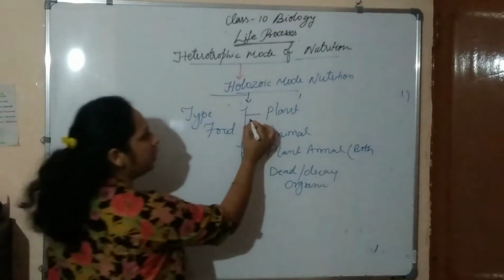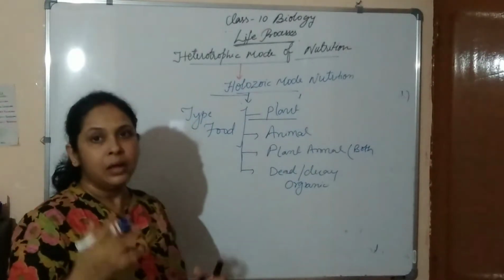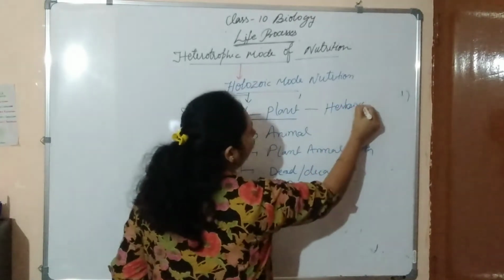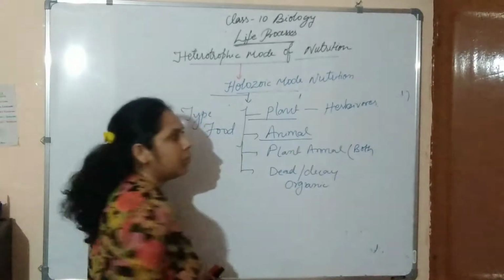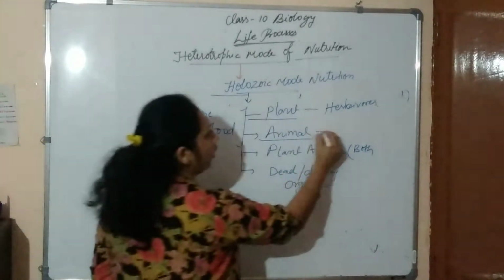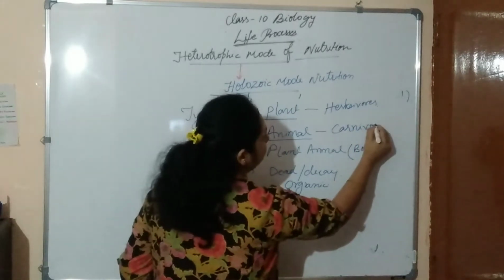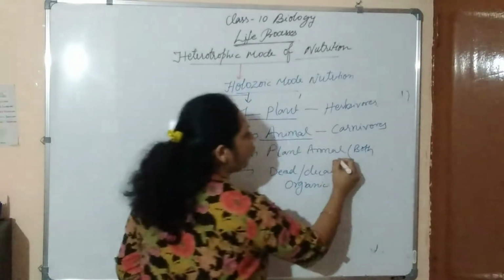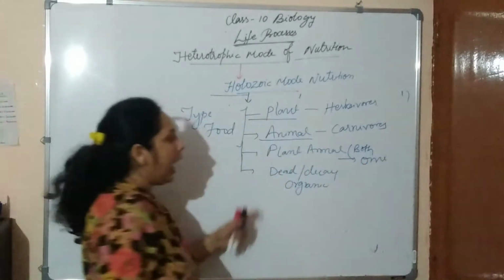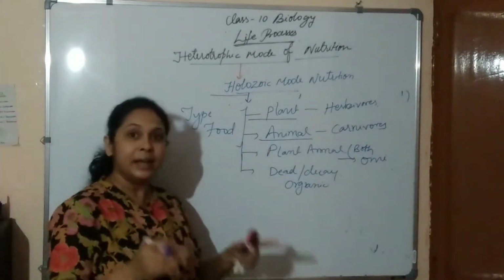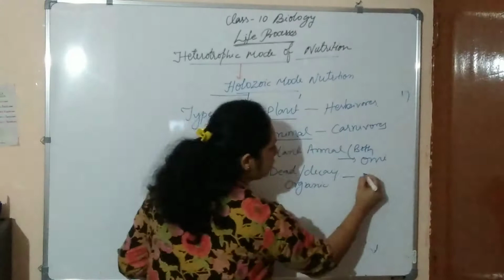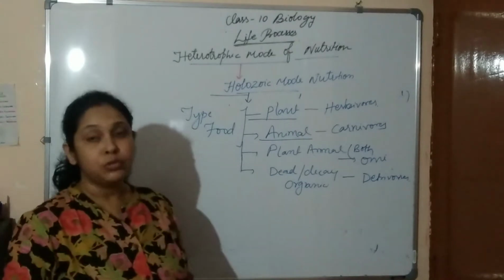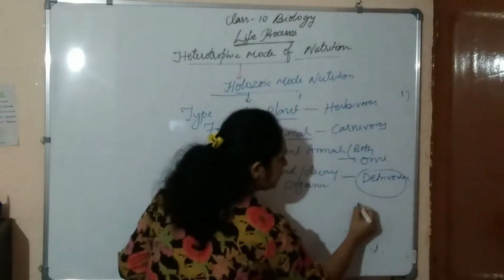If the organism eats plants, they are dependent on plants, and we call them herbivores. The organisms that eat animals, we call them carnivores. The organisms that eat both plants and animals, we call them omnivores. And the organisms that feed on dead and decaying organisms, we call them detritivores. So here there is a very big confusion between detritivores and saprophytic.